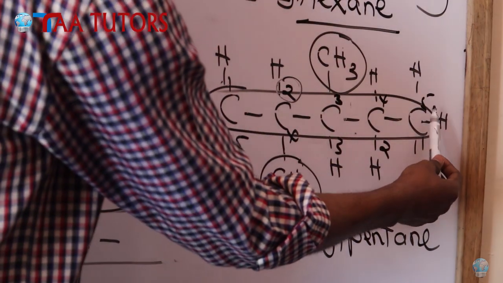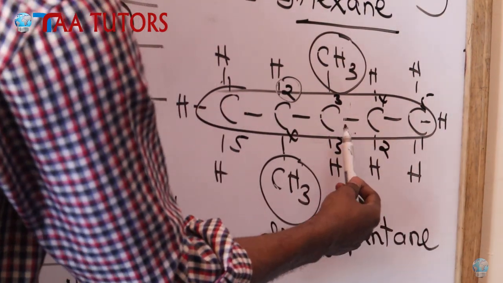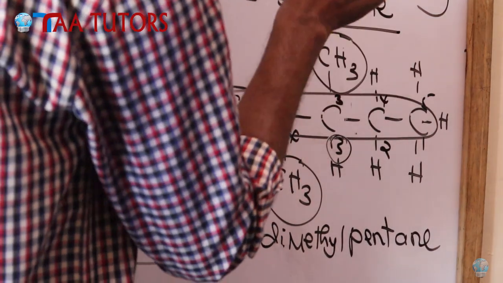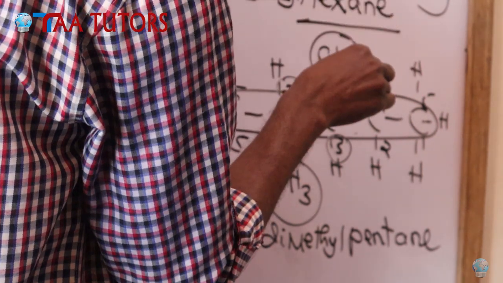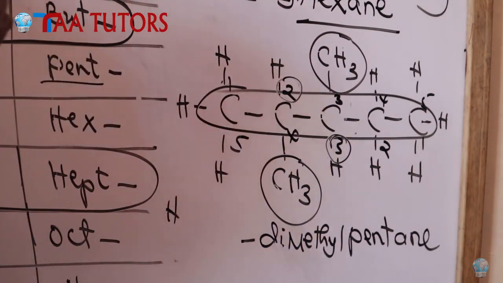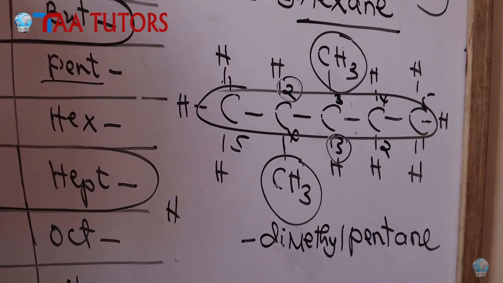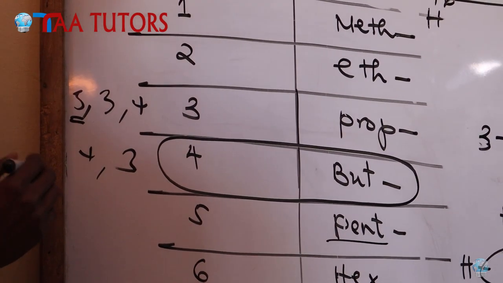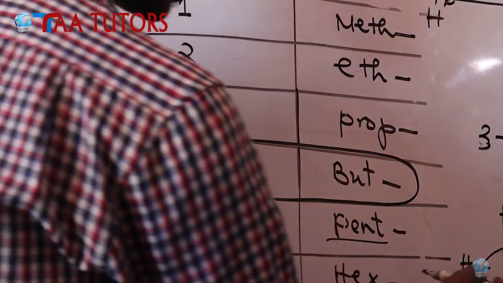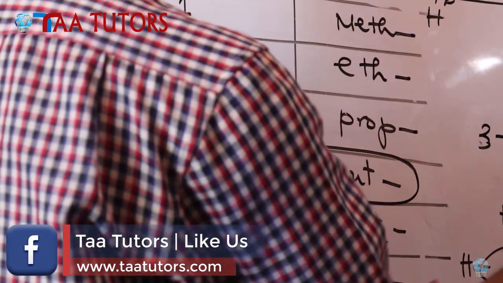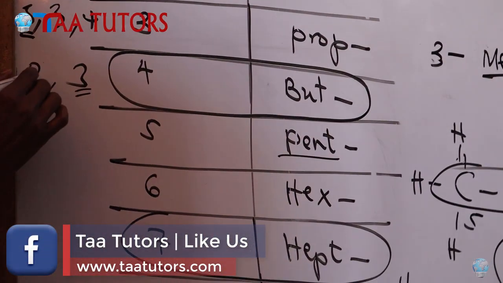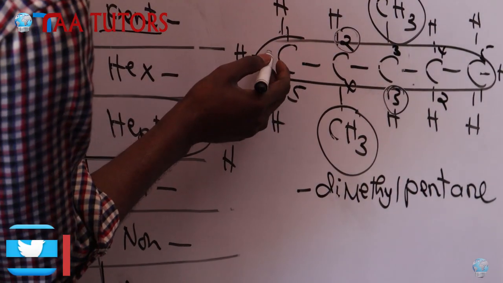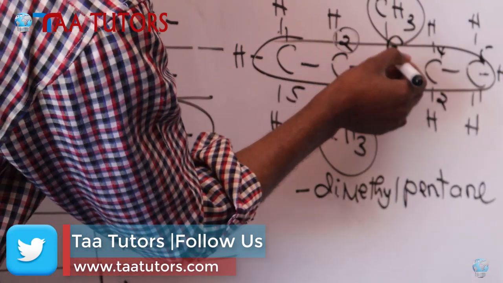Let me start from the other side. 1, 2, 3. The first is on the third carbon atom. If I start from the other side, the first branch is on the third carbon atom. So it means that, where do I start? We said that the end you are starting from must be the one closest to the first branch. So we have 4 and 3. From left, we have the first branch on the second carbon atom. From right, we have the first branch on the third carbon atom. We are going to choose 2. So it means that this compound will be named from the left. So naming it from the left meaning that the first locant is 2, the second locant is 3.